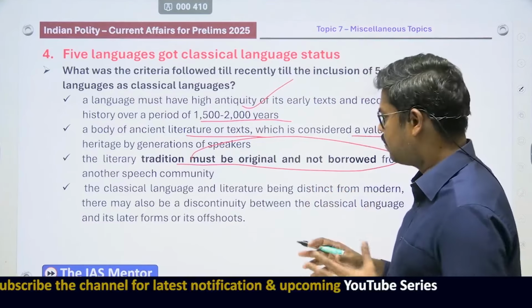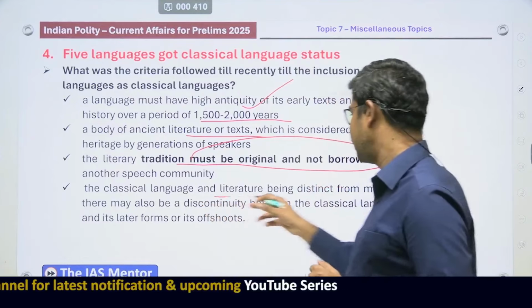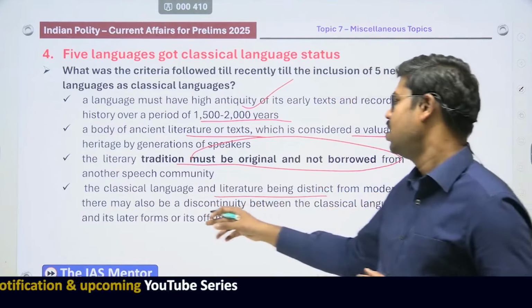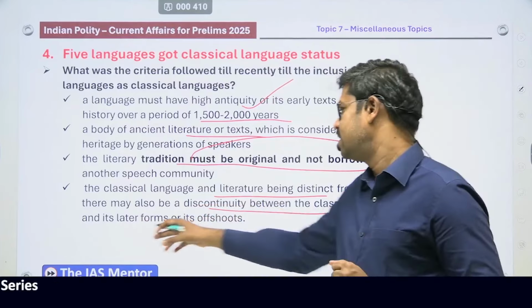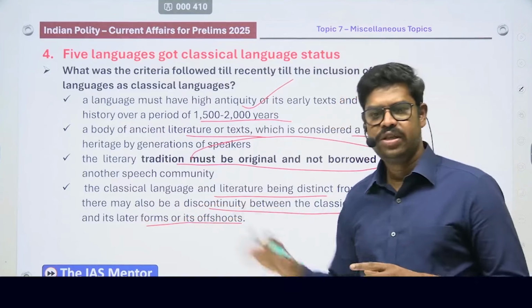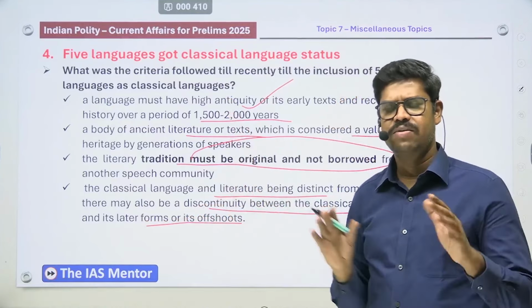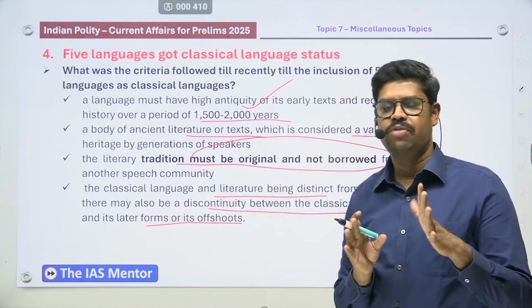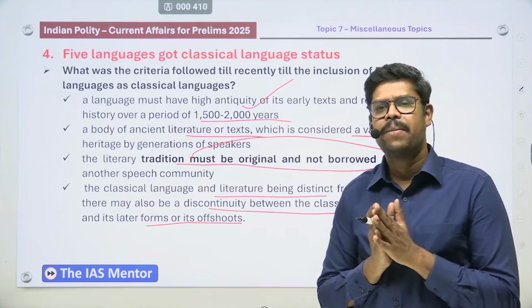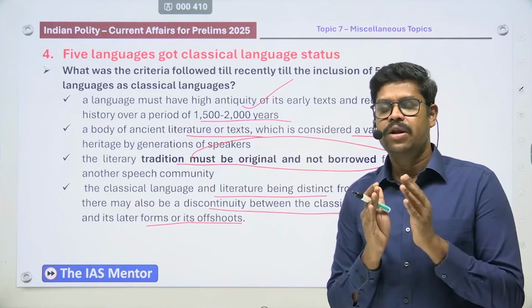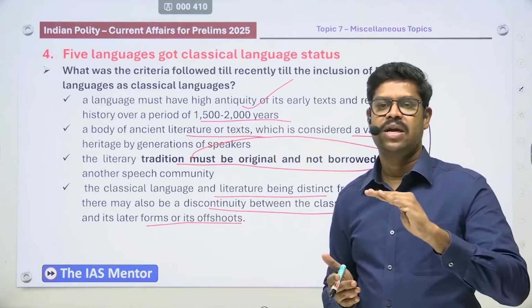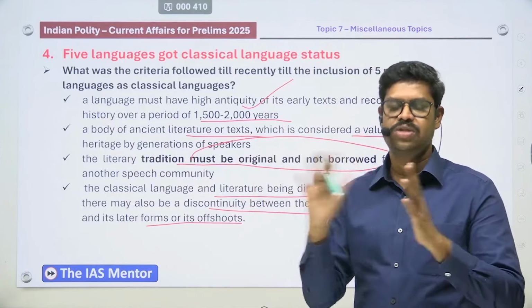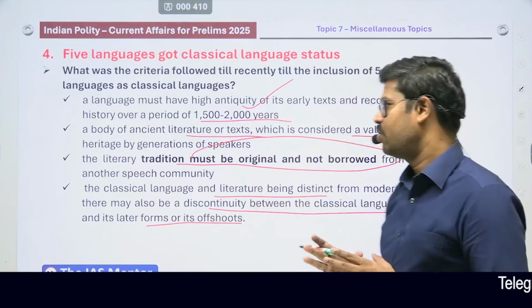And then apart from that, the classical language and literature being distinct from modern, there may also be discontinuity between the classical language and its later forms or its offshoots. These were the criteria that were given. Anyways, the criteria may not be very important for the purpose of examination, but you can have a fair idea. But you should know what has been relaxed recently, what the new languages added are and what the existing languages are. So these are all very important areas from where questions can come.